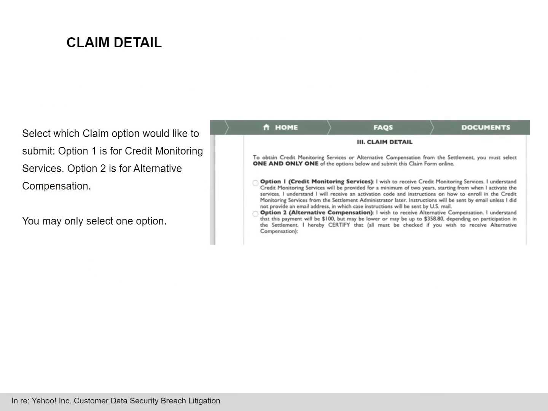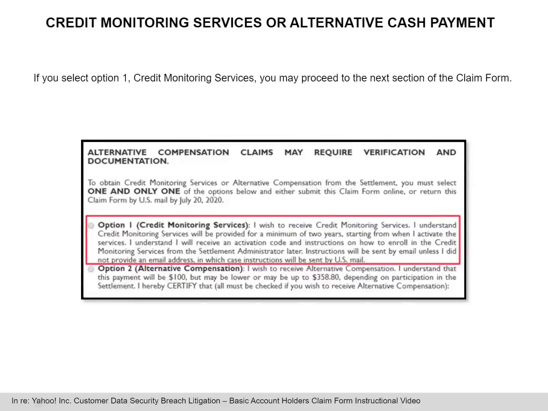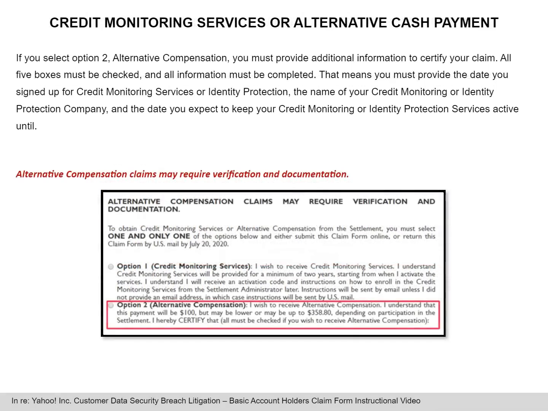Option 1 is for credit monitoring services. Option 2 is for alternative compensation. You may only select one option. If you select option 1, credit monitoring services, you may proceed to the next section of the claim form. If you select option 2, alternative compensation, you must provide additional information to certify your claim. All 5 boxes must be checked, and all information must be completed.